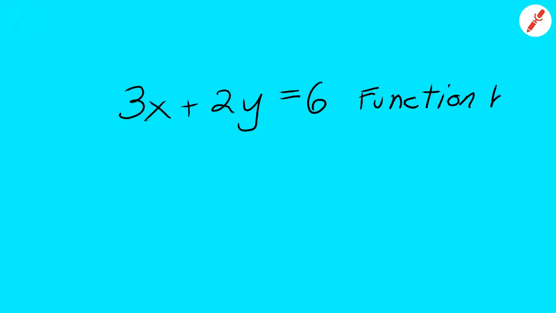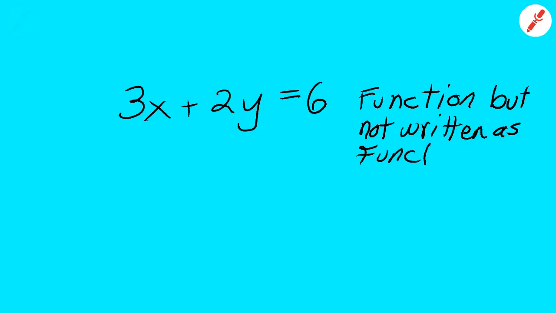Now, let's look at something that is a function, but it's not written as a function. This is a straight line. Well, it's a slanted line. And it's a straight line written in standard form. It's a linear equation written in standard form. But it's not written as a function. We're going to write it as a function so there won't be any mistake. And how to do that? Well, we're going to solve for y.